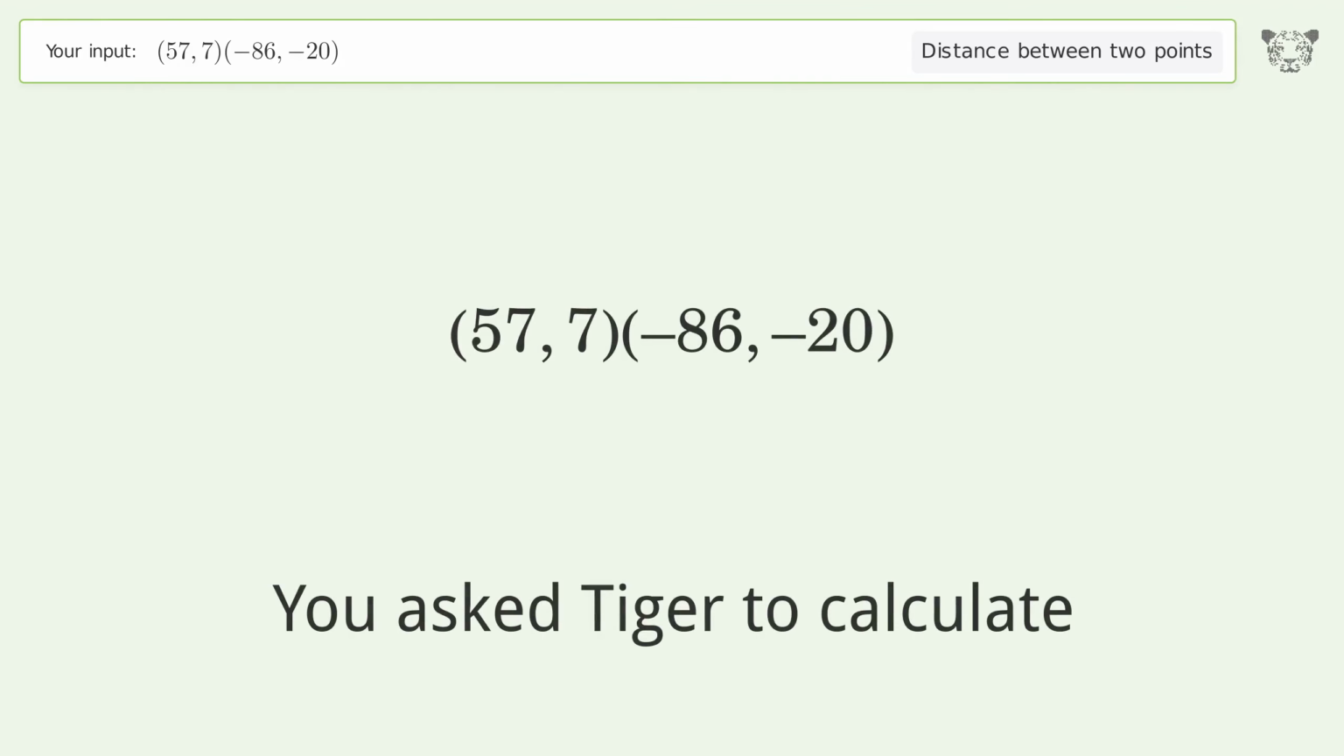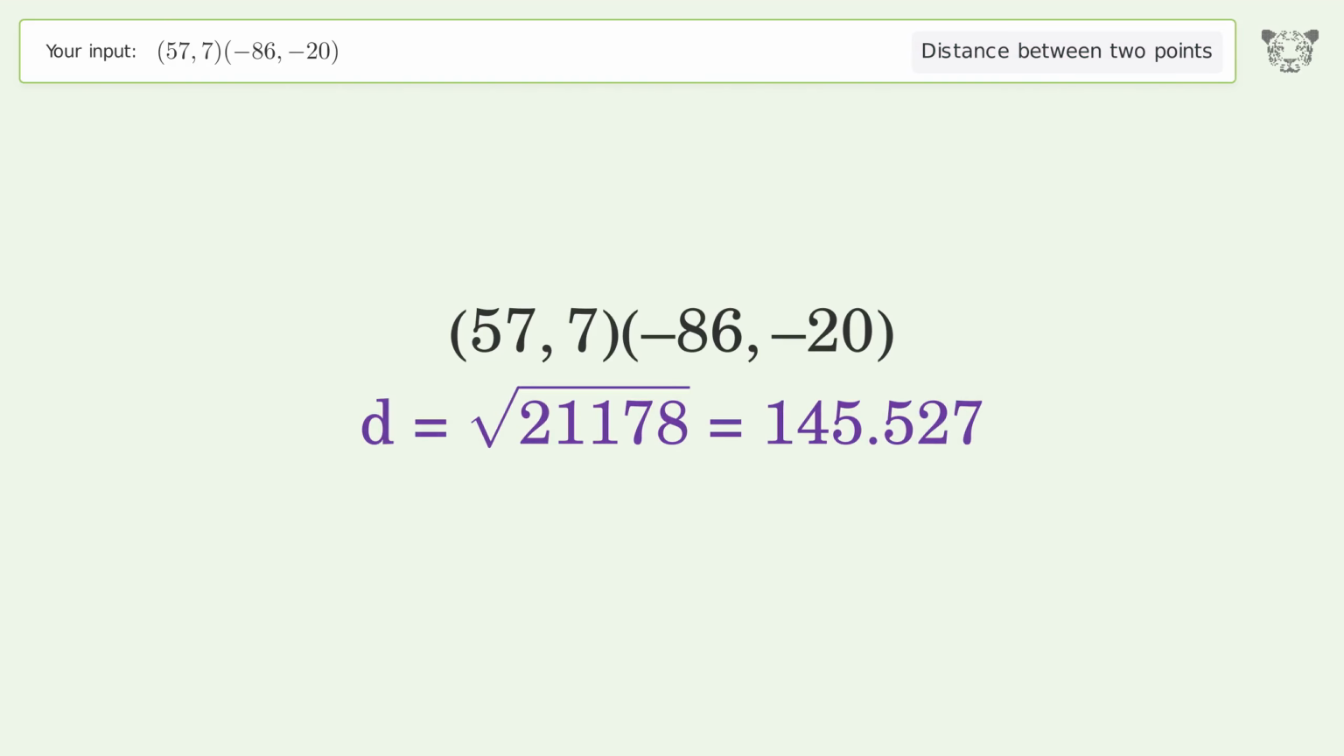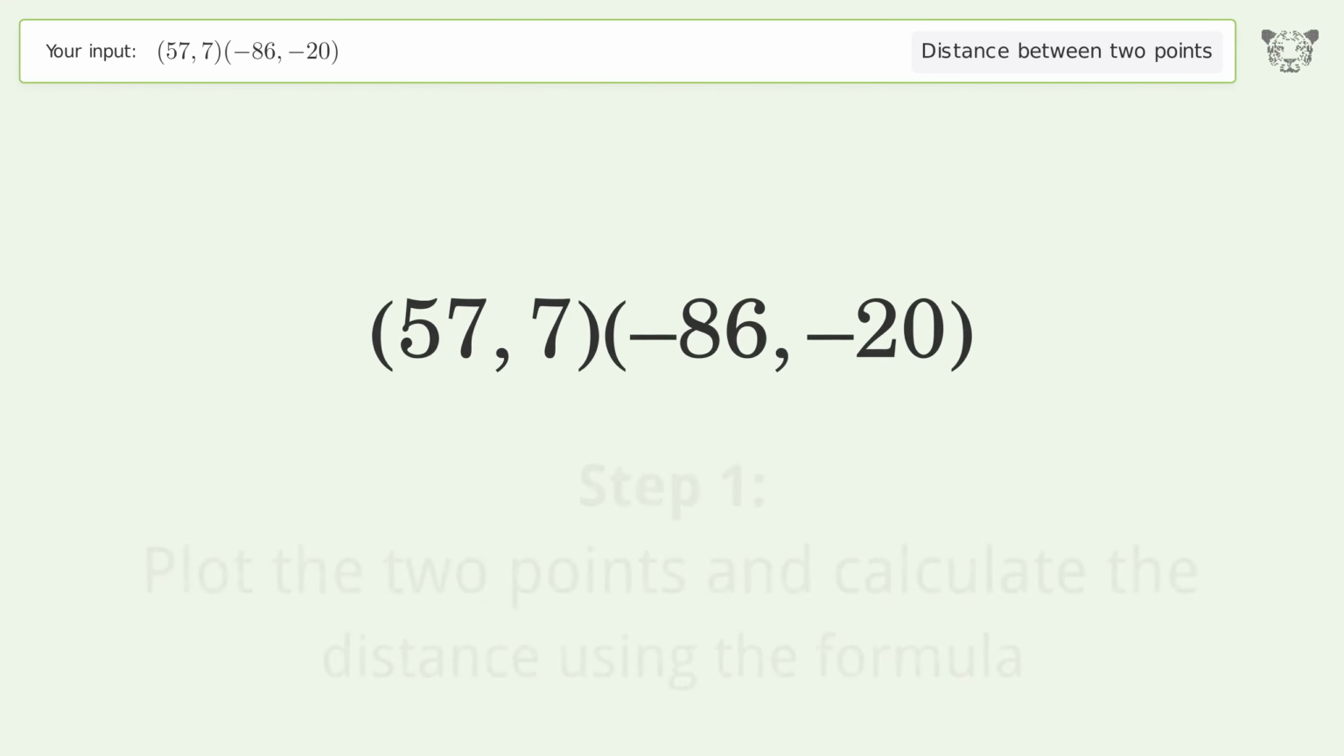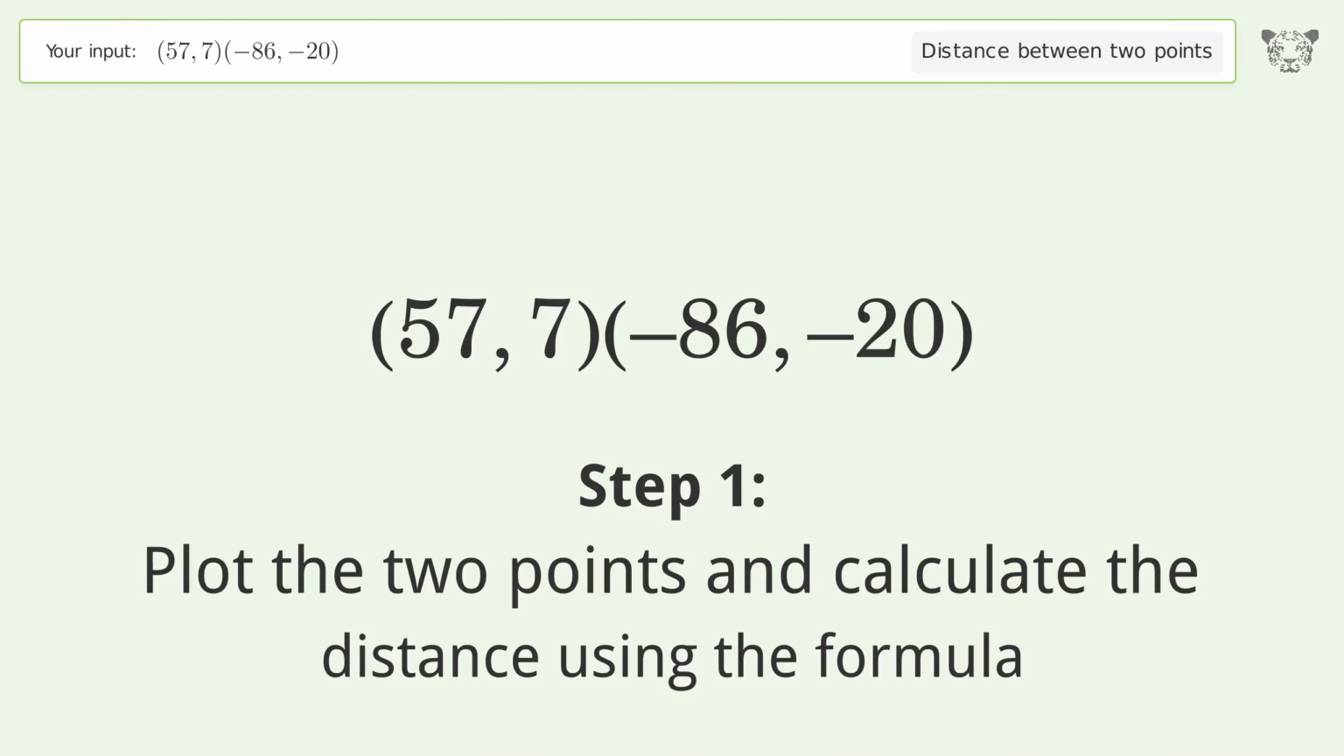You ask Tiger to calculate. This deals with the distance between 2 points. The distance between the 2 points is the square root of 21,178 or 145.527. Let's solve it step by step. Plot the 2 points and calculate the distance using the formula.